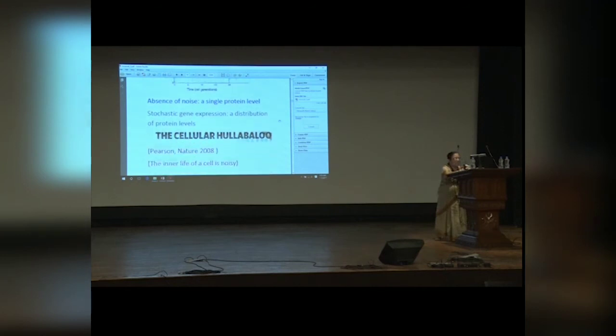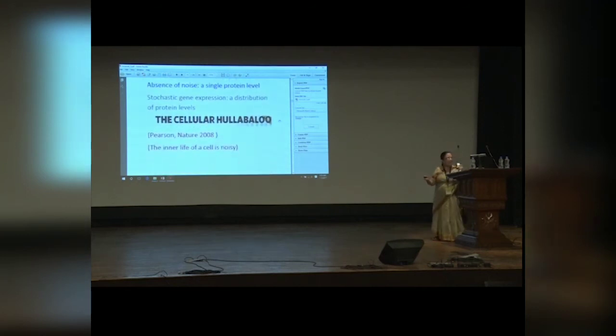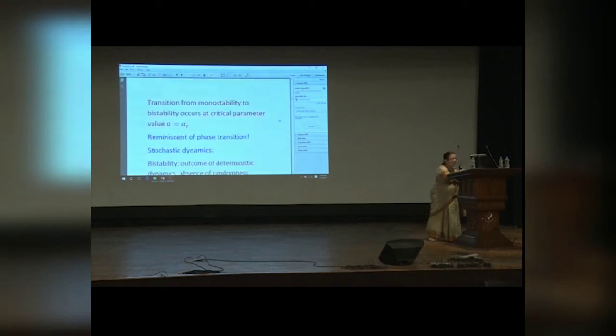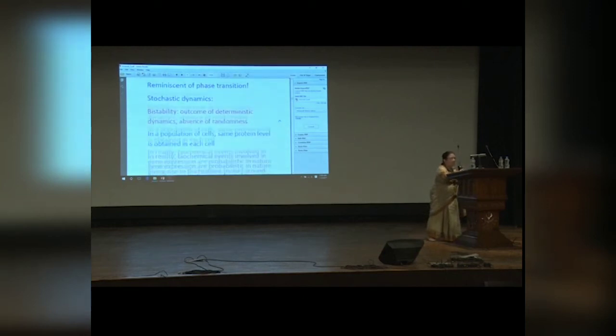And there is a beautiful article, The Cellular Hullabaloo. This came out in Nature. Actually, fantastic single cell experiments are being carried out for the measurement of noise, the factors on which noise depends and things like that. The inner life of a cell is noisy. So I'll show you a cartoon.